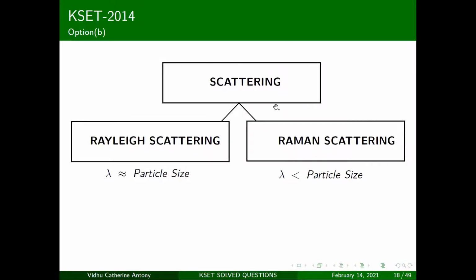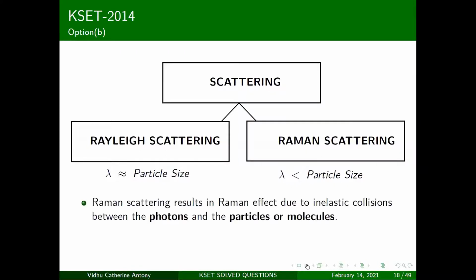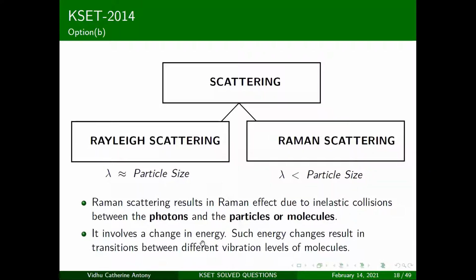So coming here, let's just look at this. You have basically two types of scattering. Rayleigh scattering, where your wavelength of light is almost the same as the particle size. In the case of Raman scattering, you have your wavelength of light less than the particle size. Raman scattering results in Raman effects due to inelastic collisions between the photons and the particles or molecules. It involves a change in energy. Such energy changes result in a transition between different vibrational levels of molecules.